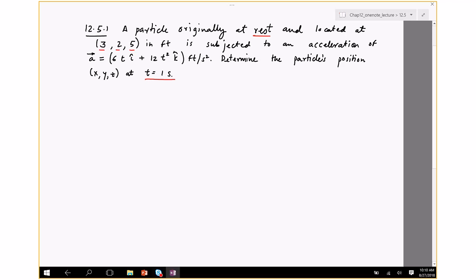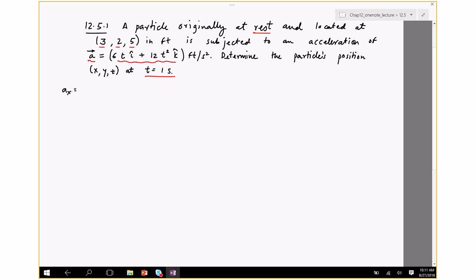Okay, so as I said, if you're given the acceleration and told to find the position, then you got to integrate. Okay, so what we'll do is we'll do it one step at a time. So acceleration is 6t i plus 12t square k. So what I'll do is write the acceleration in the x direction. Okay, only the x component. It's 6t from here. I'm going to try to find the position x from the acceleration.